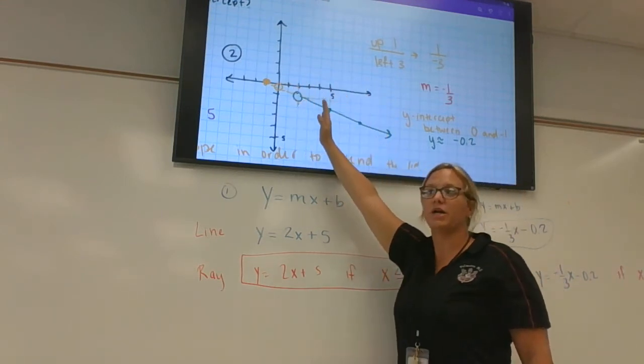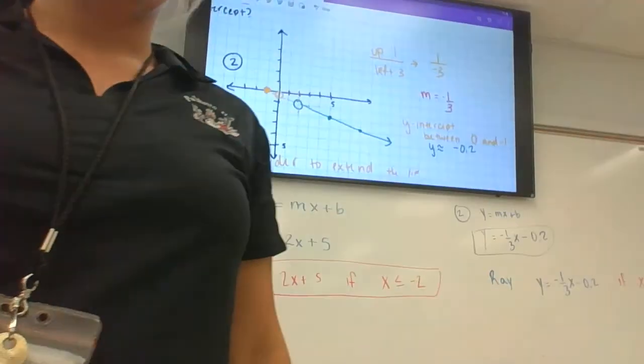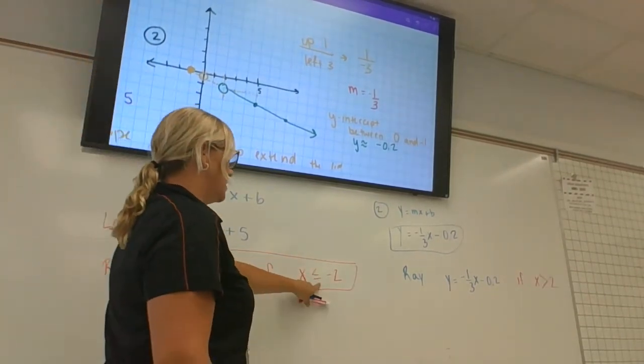X's are getting bigger going to the right. So x has to be greater than 2. This is a stipulation that makes this a ray. It's a full line, but x has to be greater than 2. That's the answer. Why did I use a greater than sign here and here I used an equal to?